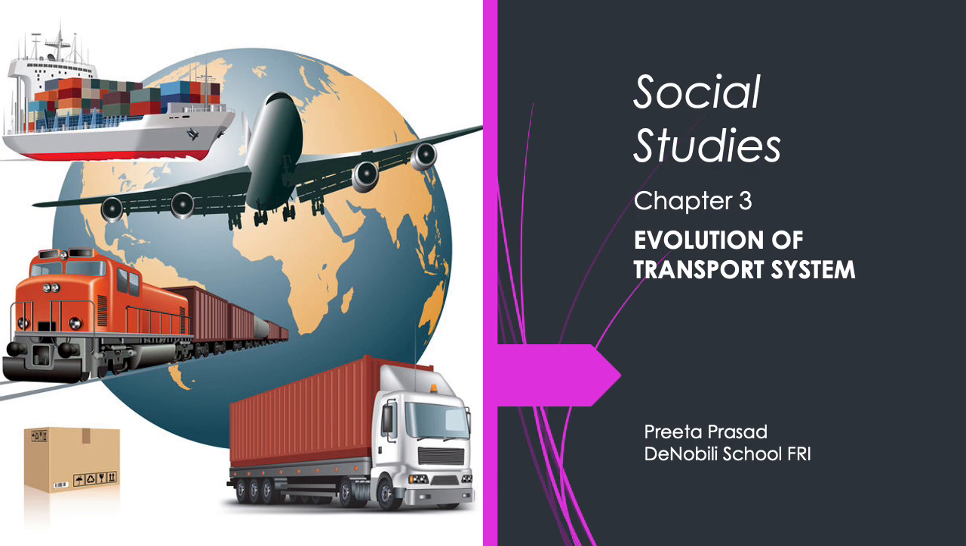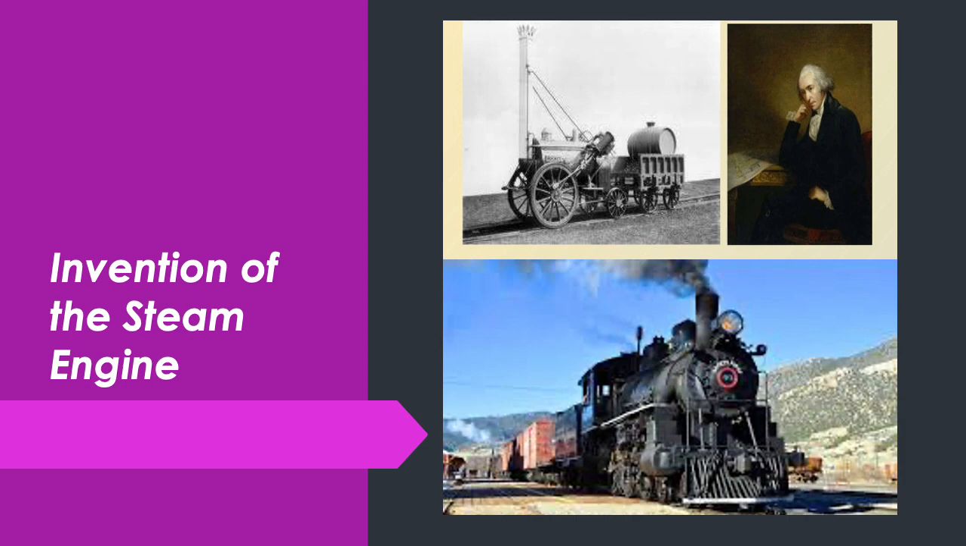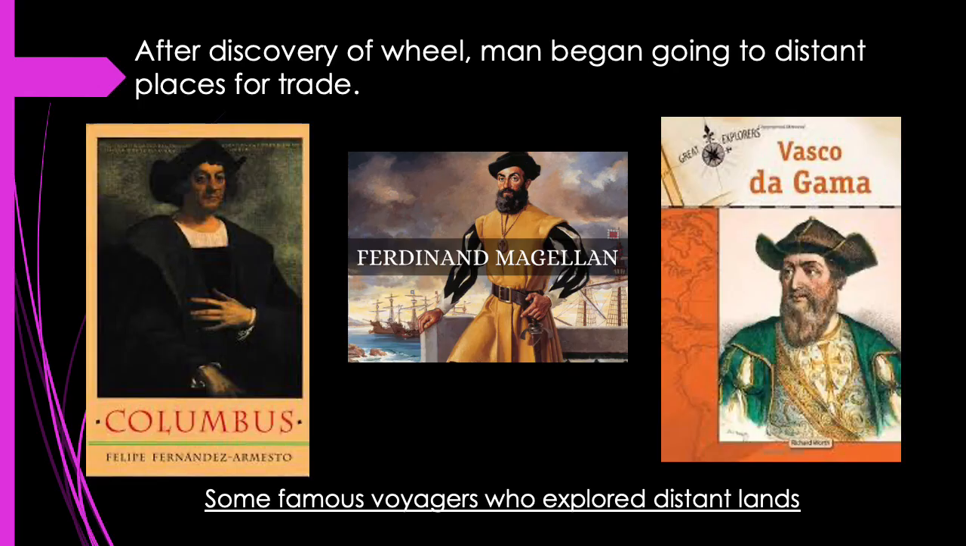We shall continue with our online classes, and today I am going to summarize Chapter 3, Evolution of Transport System. In this chapter, we learned about how transport system evolved with time. The two most important inventions in the field of transport were the invention of wheel and the invention of steam engine.